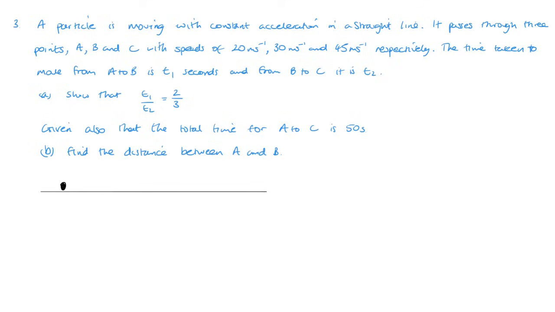So first I'll start off with a sketch. So here's my particle. This is the positive direction. So at A, this is moving at a speed of 20. At B, it's moving at a speed of 30. And at C, it's moving at a speed of 45. And it's T1 from A to B and T2 from B to C. Okay, so let's look at A to B first of all.